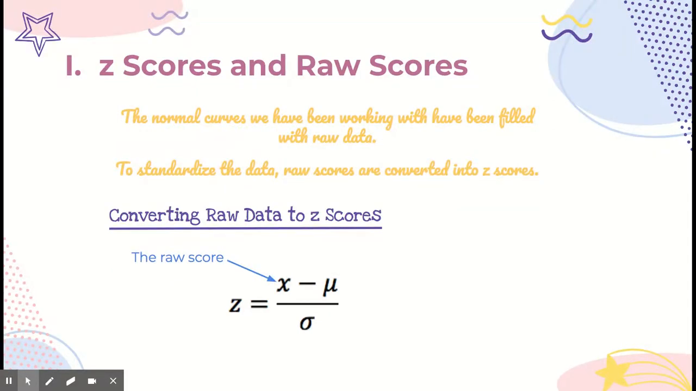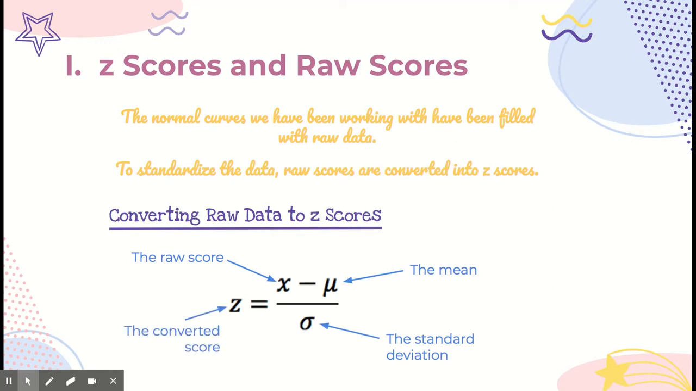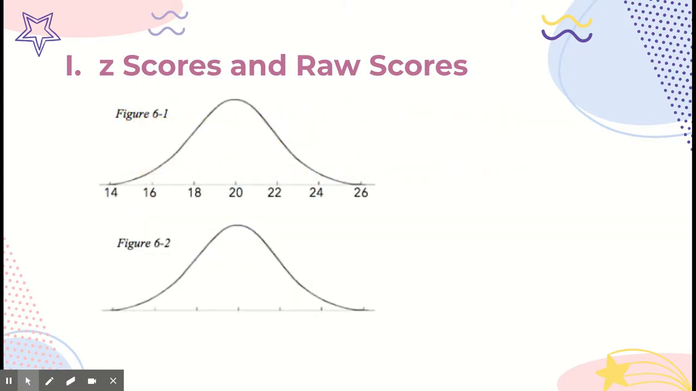The x is the raw score, mu is the mean, and sigma is the standard deviation. Subtracting the mean from the raw score and then dividing it by the standard deviation gives us the converted score, which we call the z-score. Let's convert the raw data from the normal distribution that we looked at in the beginning to a standardized table. We will use the formula z equals x minus mu divided by the standard deviation.